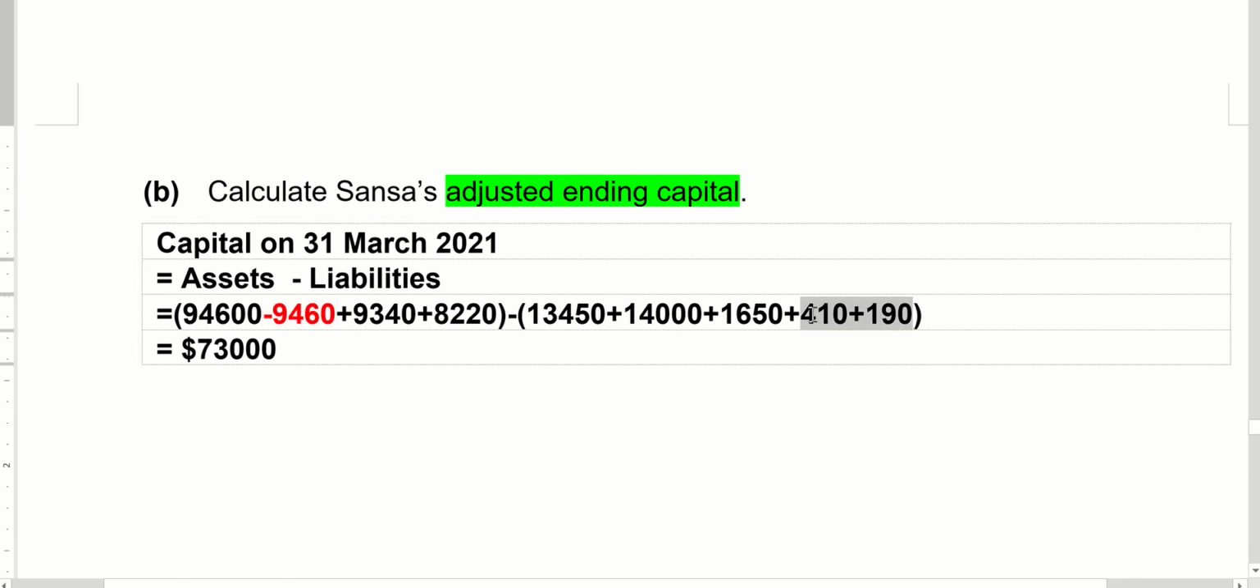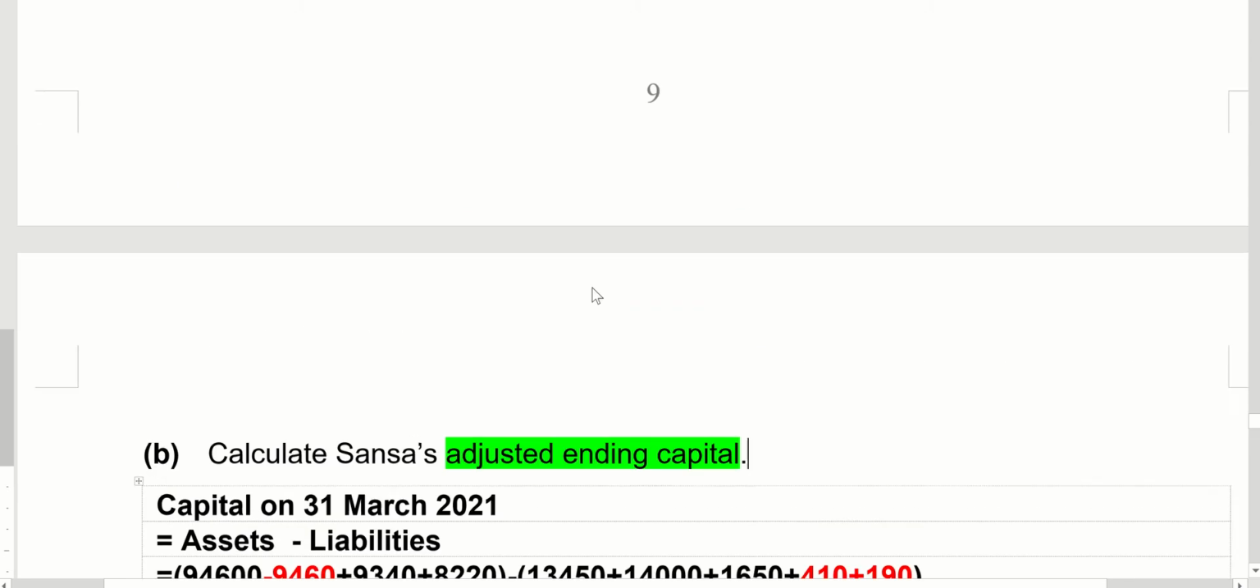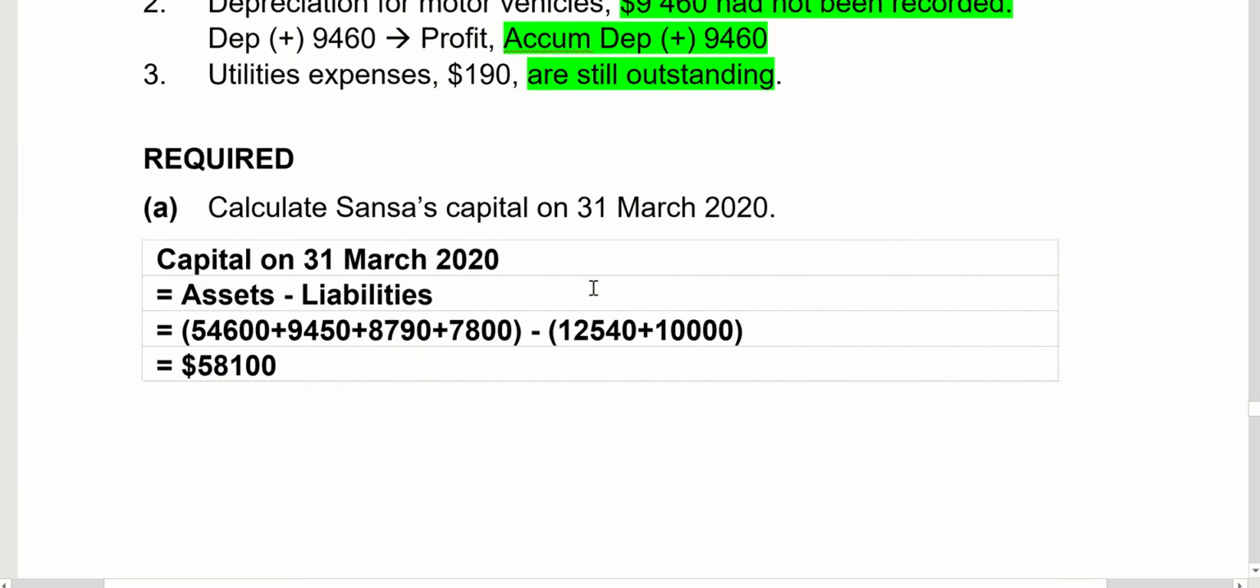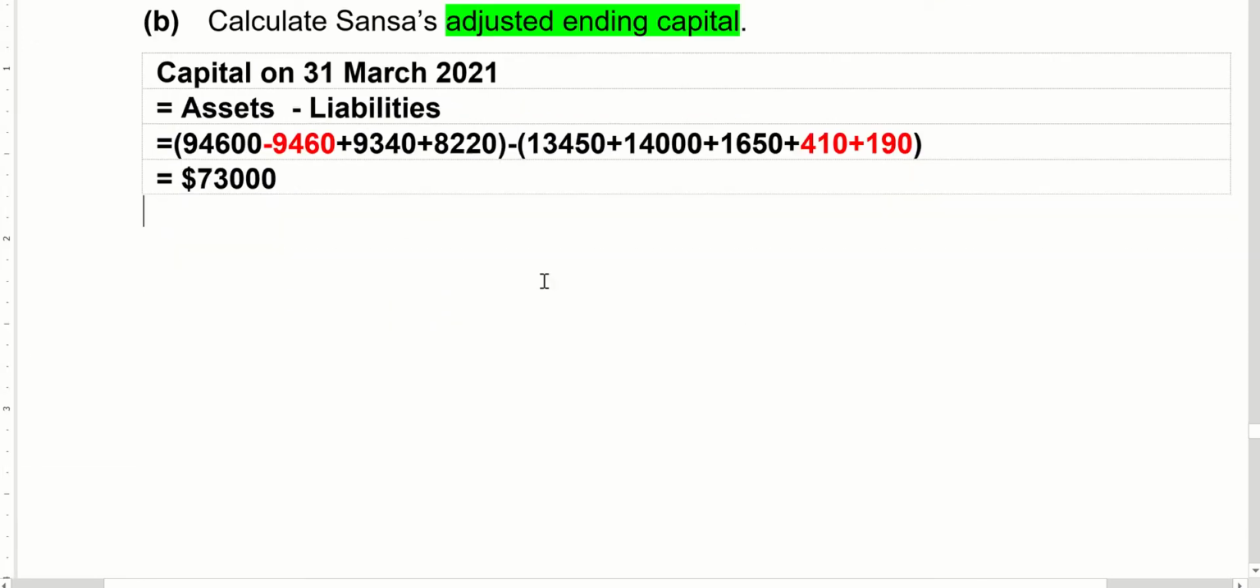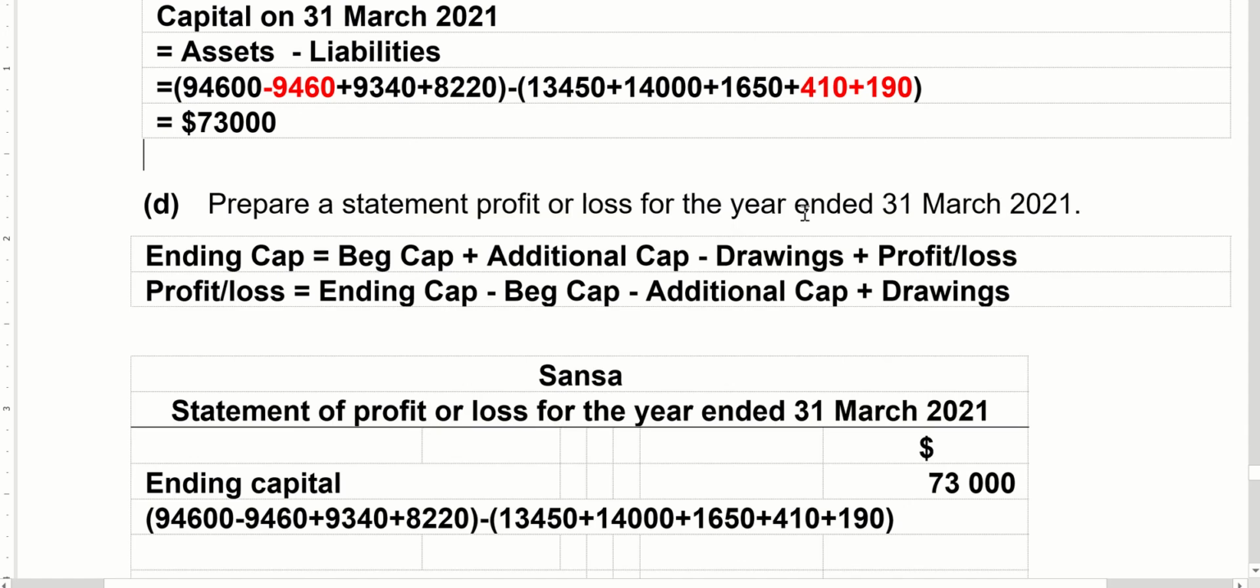Also take note that we included the income received in advance and the accrued utilities inside ending capital. So do take note of that. Okay, after calculating the beginning capital as well as the ending capital, we are now ready to prepare the statement of adjusted profit or loss. All right, so statement of profit or loss for the year ended.